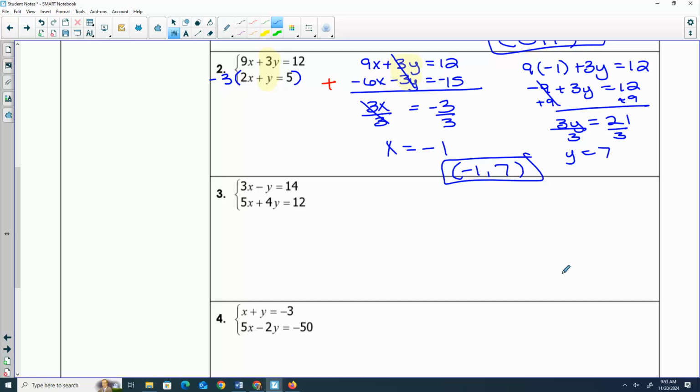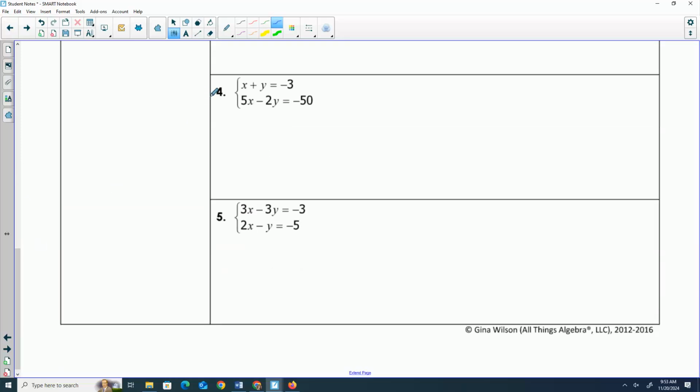I want you guys to try number 4, please. Take a look. This one we can actually cancel either variable. It won't matter. What did you guys choose to cancel? Okay. So if I want to cancel my y's, I have to take the first one times positive 2. If you wanted to cancel x, what would you have multiplied by? Negative 5. So you could do either way.